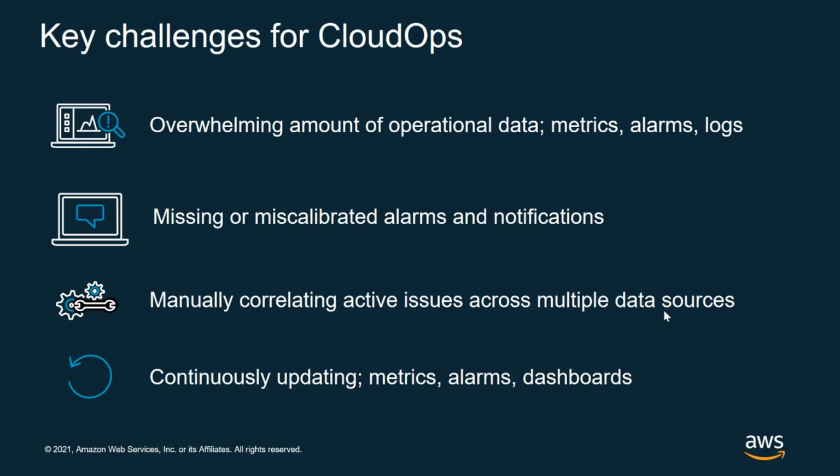And at the end of the day, the fourth issue that we see is that this pace of innovation means that we're continuously updating all of our applications. We're continuously changing the systems that we're using. So that means that we need to be continuously updating the metrics, alarms, and dashboards that we're using. We need to be revising this operational posture. And this can be quite overwhelming and tedious to do on a manual basis over and over.